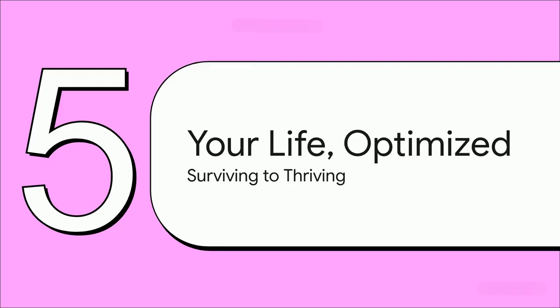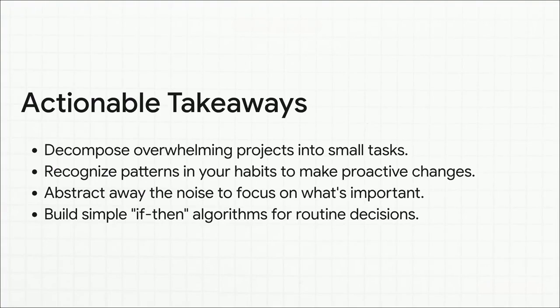So when you start combining these tools, something really powerful starts to happen. You move from constantly reacting and just surviving the day to proactively designing a life that actually runs more smoothly. You go from surviving to thriving. So let's recap the strategy here. It's pretty straightforward. 1, break big goals down into small tasks. 2, look for patterns in your daily life. 3, filter out the unimportant noise. And 4, create simple rules, those if-then algorithms for all your routine decisions. These are the takeaways you can literally start using today.